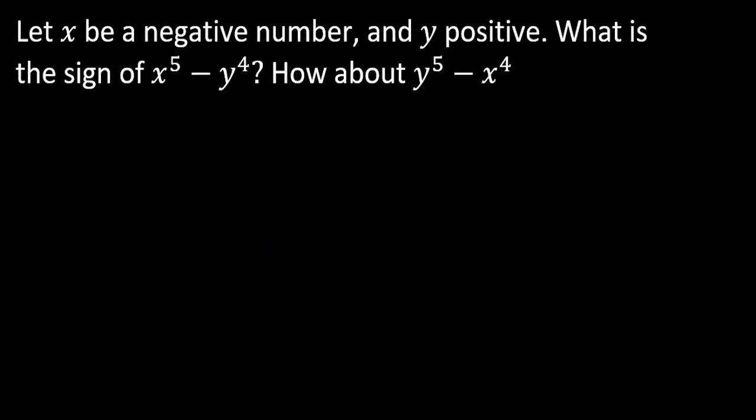Let x be a negative number and y positive. What is the sign of x raised to 5 minus y raised to 4? And how about y raised to 5 minus x raised to 4? So, unahin na natin tong x raised to 5 minus y raised to 4. So, x is negative number. So, that is negative number raised mo sa 5 minus y is a positive number. Positive number raised mo sa 4. So, negative number, kapag ni-raise mo sa 5, yung exponent is odd, so that is still negative.